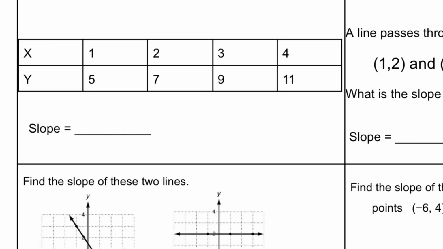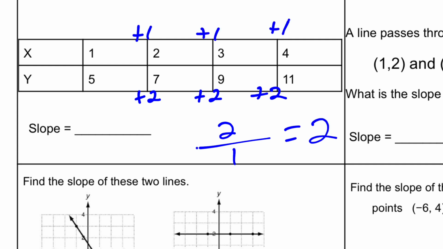To find the slope here, let's look at the change in y, which is plus 2. We'll put that on top. And the change in x, which is plus 1. We'll put that on the bottom. Our slope here is 2.